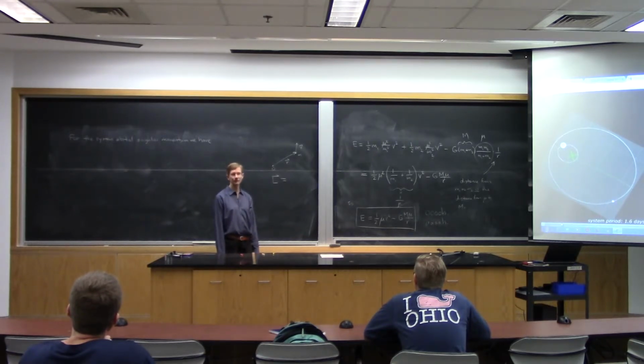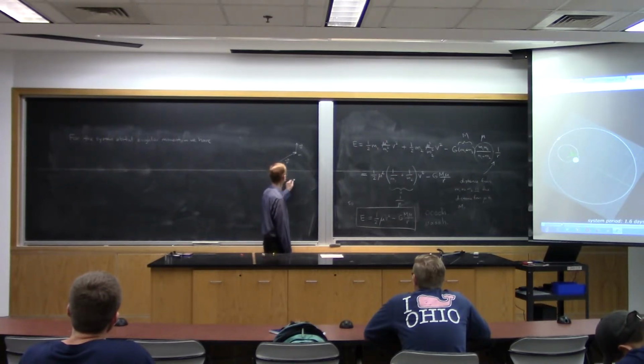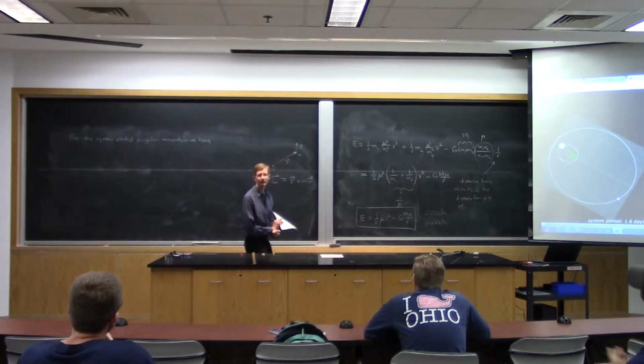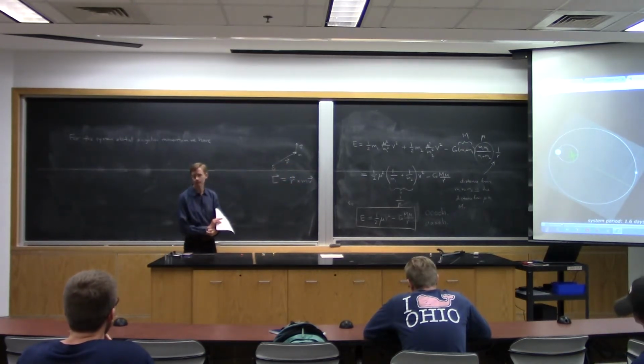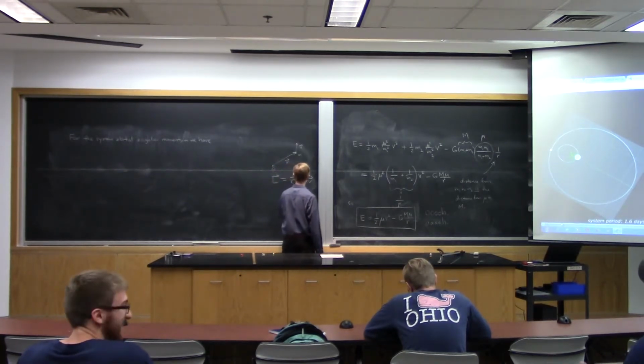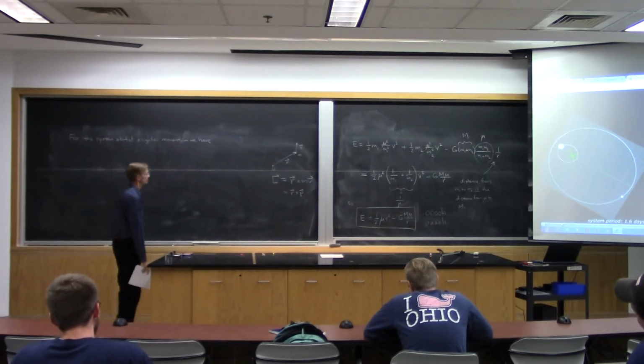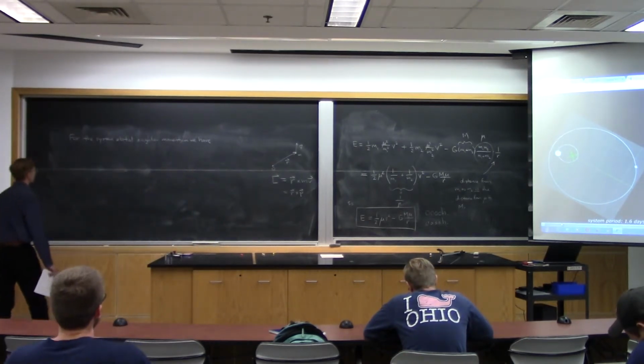The angular momentum is what? P cross R. Almost. Other way around. R cross P. R cross mv, which is R cross P. So L is R cross P for angular momentum.